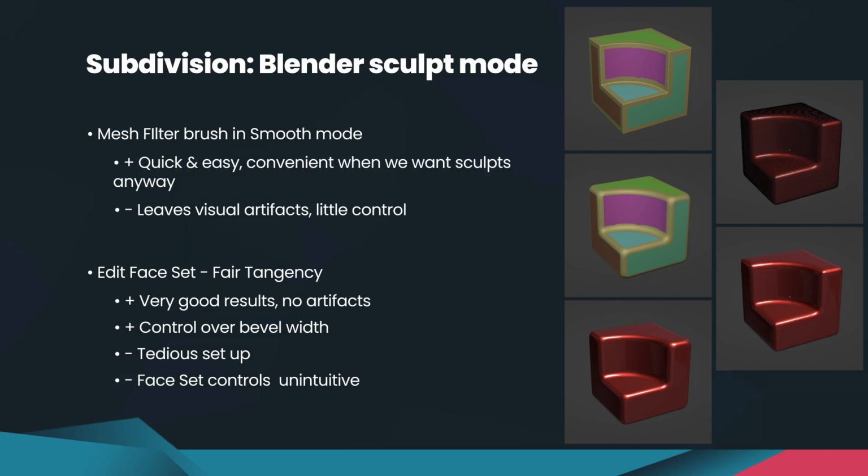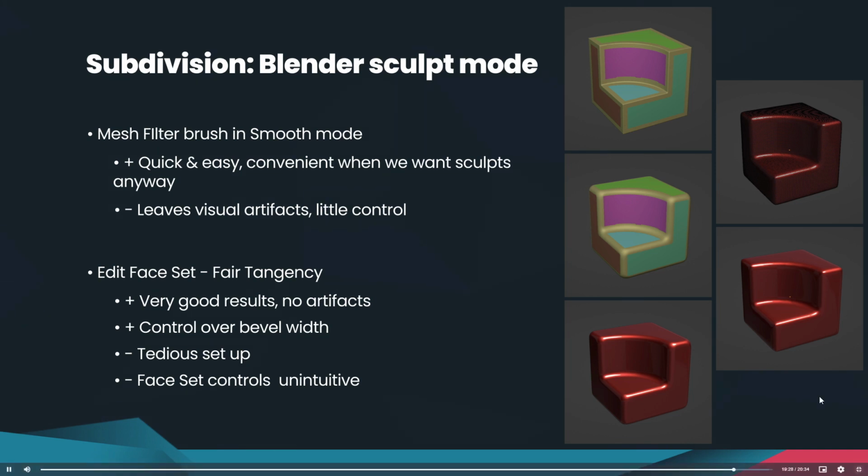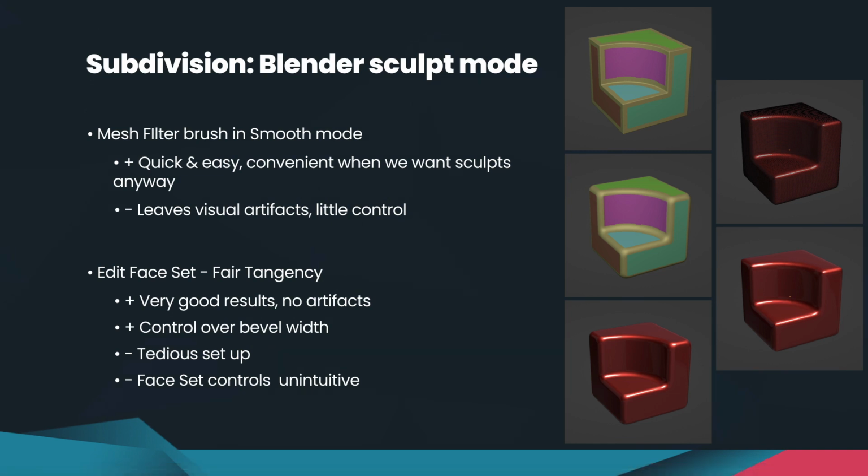It's convenient, and if we want to sculpt something anyway, like adding some custom edge damage to the pieces, we already have it there. It tends to leave artifacts in non-straight edges, but it's good enough for smaller and important pieces. It gives the user little control over the smoothing process, although we can use the mask brush to cancel out parts of the meshes from smoothing.